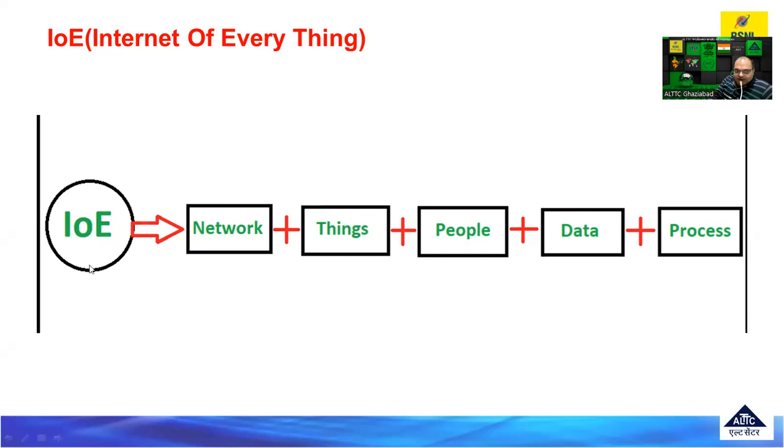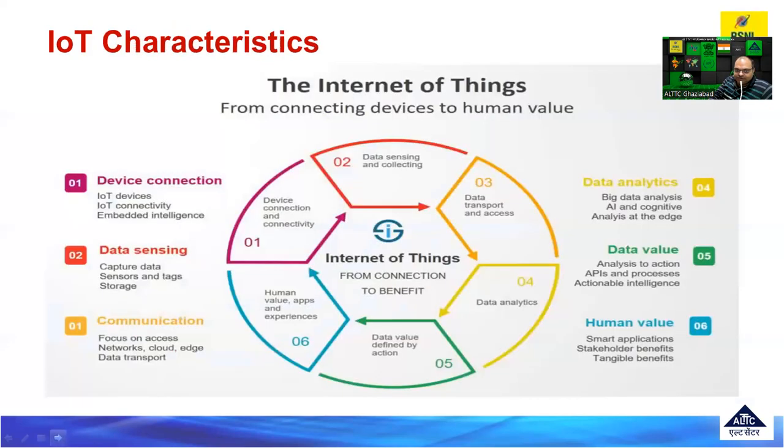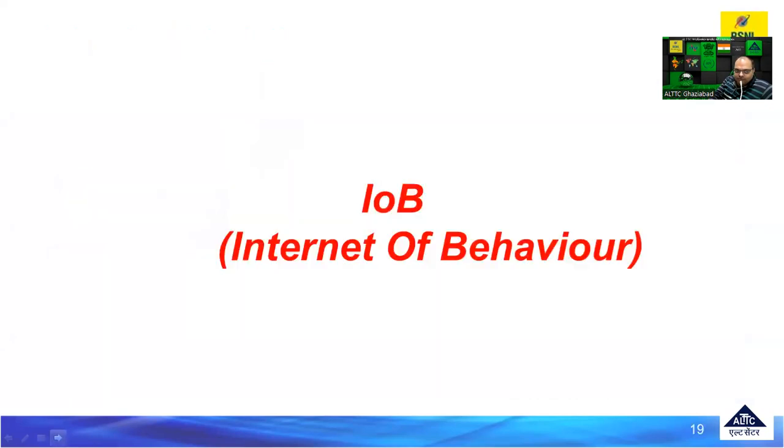Okay. IoE, Internet of Everything, contains Internet, things, people, data, and processor. This is the actual scenario. Network in things, people, data, and processor. Generate, collect, analyze, react, and predict. Every IoT data cycle needs to go through this one. We will not go into much detail.